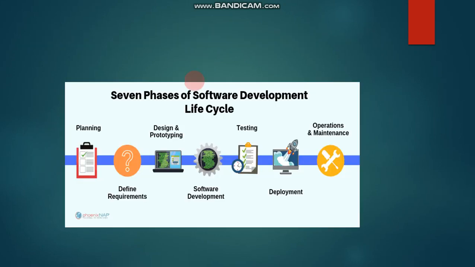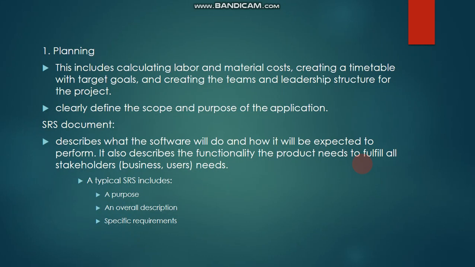This is the pictorial representation of the 7 phases of the software development life cycle. As you know, this is the planning phase, then the requirement phase, then comes the designing or prototyping phase, software development phase, testing and deployment, and operation and maintenance phase. We'll be seeing this one by one. The first phase is planning.